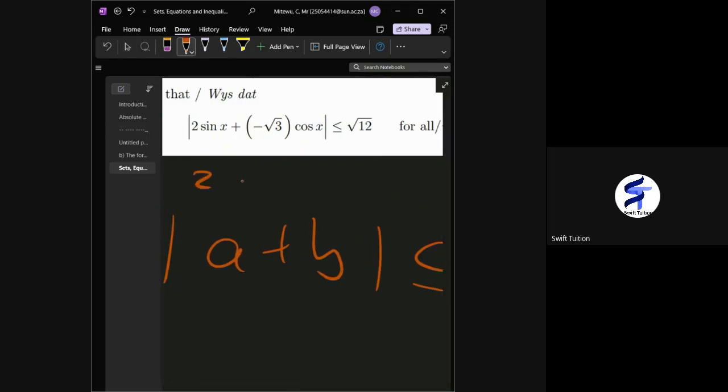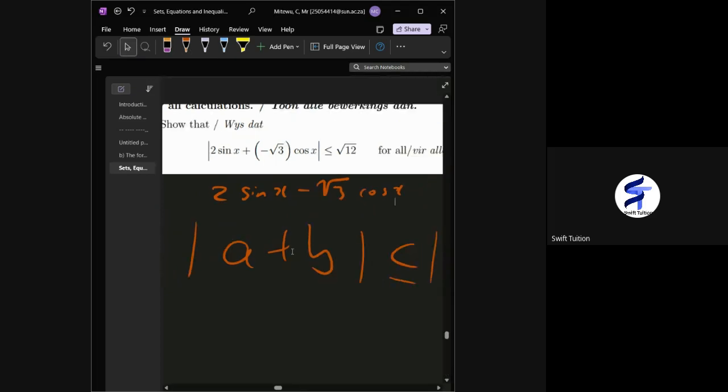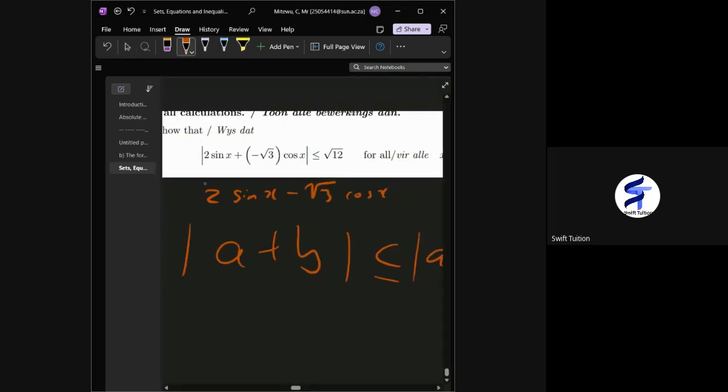So they actually made your life easier, because they could have said 2 sine of x minus root 3 cosine of x, right? They could have said that, but they didn't want to confuse you, because then you may not have seen the triangle inequality here. That's why they said plus and then plus that. So that was essentially their purpose in doing that, right? So that's why they did that.